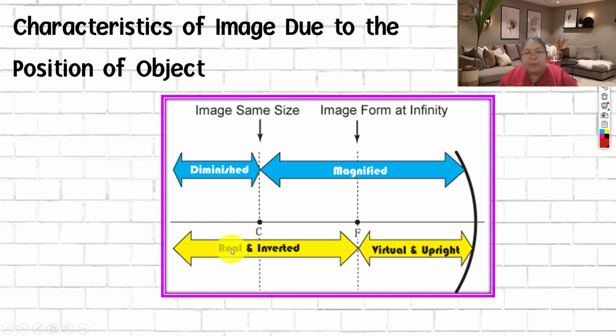Last one. If I move my object after C, that means now your object is in this part. So you can find the characteristic is real, inverted, but diminished. So this is a conclusion related to the location of the object, and then you can see the characteristic of your image.